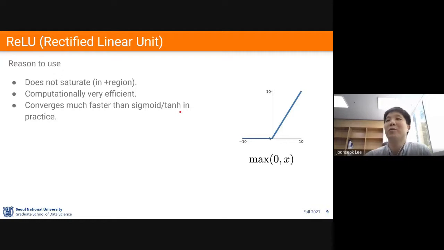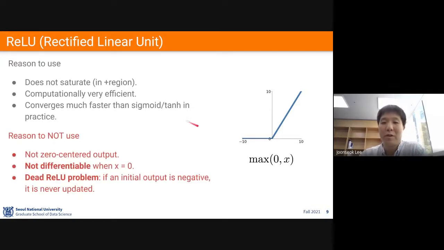But this one has its own problems too. First of all, this one does not output zero-centered. This is always non-negative, the same issue as the sigmoid function. And as you may have already figured out, this function is not differentiable at this point when x is 0. Interestingly, this is not really significant because you can just use any subgradient here. It's between 0 and 1, or you may just use whatever number between 0 and 1. And in practice, it learns okay. So this is not really significant, fortunately.